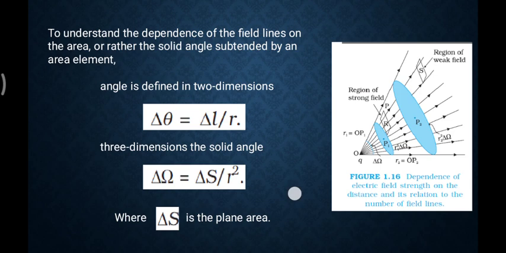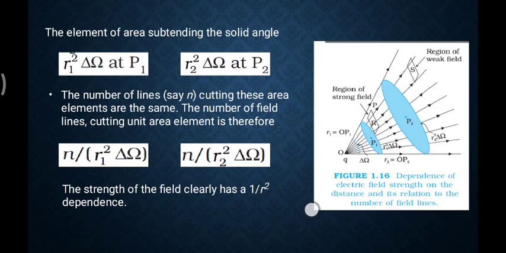So keep the ice cream cone in mind. This is your ice cream cone, and where you put the ice cream on the top, that area is your plane area delta S. Inside, this is your R, and this is your solid angle d omega. So d omega, or delta omega, is equal to delta S by R square. The element of area subtended by the solid angle at position P1 is how much area is covered by the P1 part.